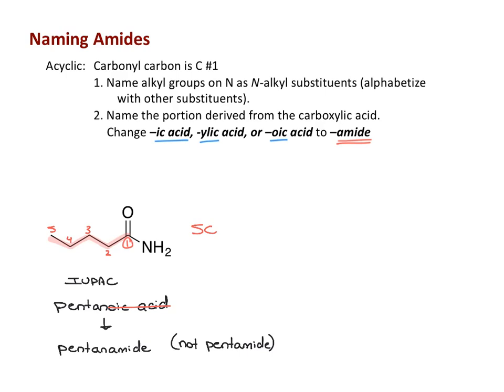For the common name, 5 carbons comes from valeric acid. In this case, you don't have an oic or an ylic acid to drop, so we just drop the ic acid, and this becomes valeramide.